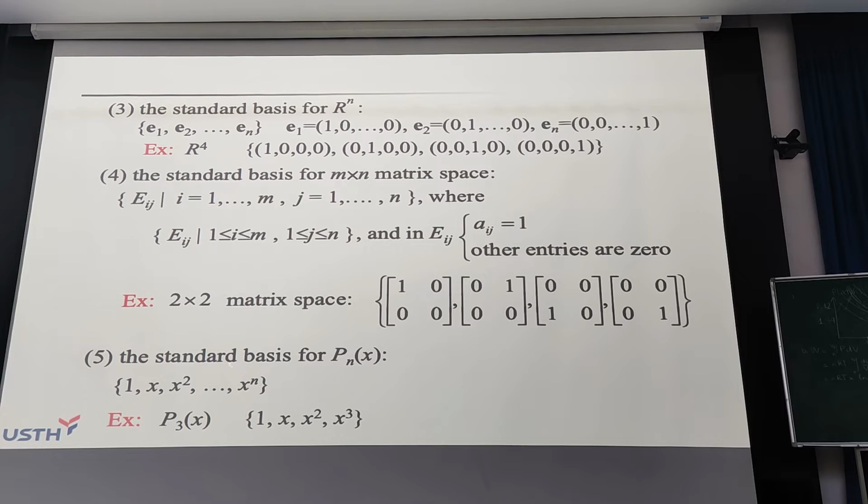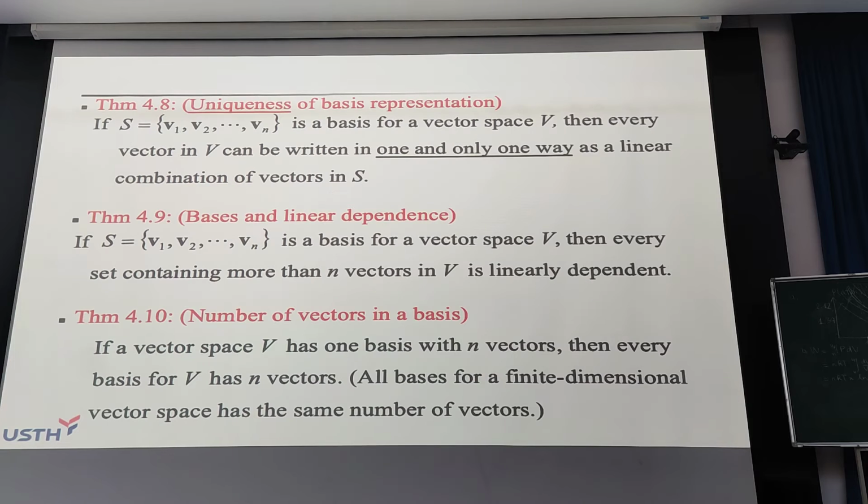For example, if you consider the space of 2 by 2 matrices, the standard basis is like that. And the standard basis for Pn, the space of polynomials with degree less than or equal to n, consists of 1, x, x squared, x cubed, up to x to the power n. Or if you consider P3, it will have the basis 1, x, x squared and x cubed here.